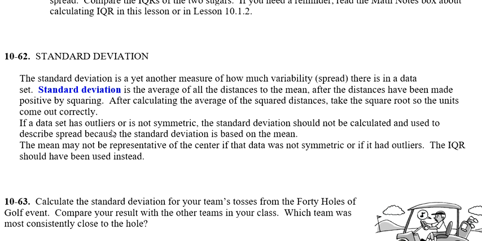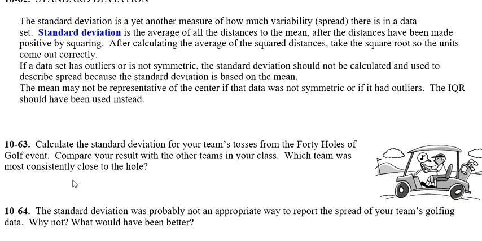If the data has outliers or it is not symmetric, the standard deviation should not be calculated and used to describe spread, because the standard deviation is based on the mean. The mean may not be representative of the center if the data was not symmetric or if it had outliers. Right? So if you have a data set that's skewed one way or it's got outliers, what happens is the mean and the median are pulled away from each other. So the mean may not be the best description of what the center of the data is. And again, standard deviation is measuring the average distance the data is from the mean. So in this case, the interquartile range should have been used instead.